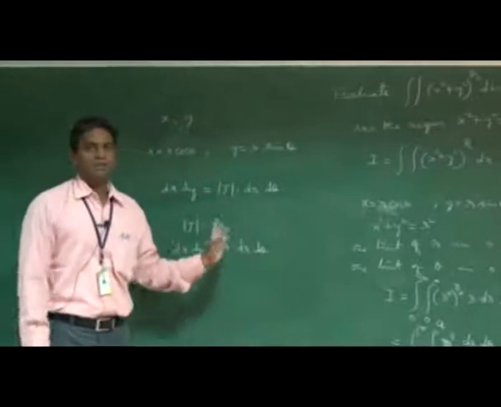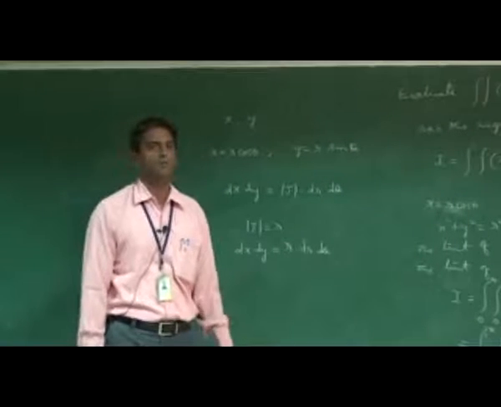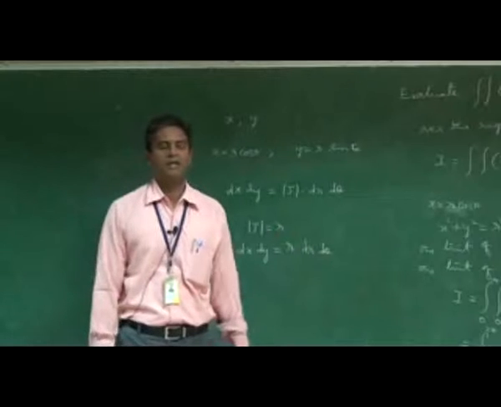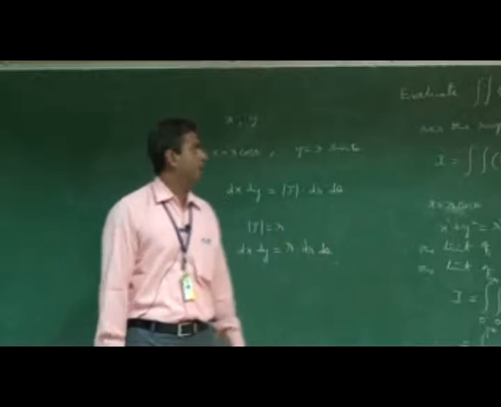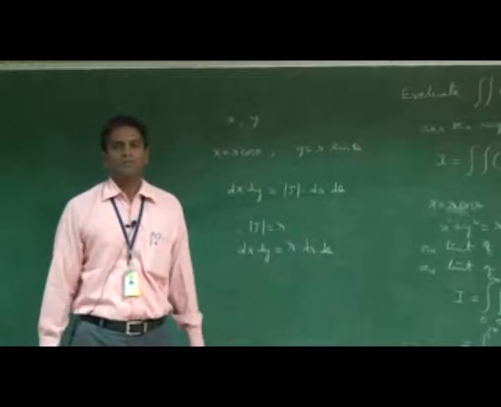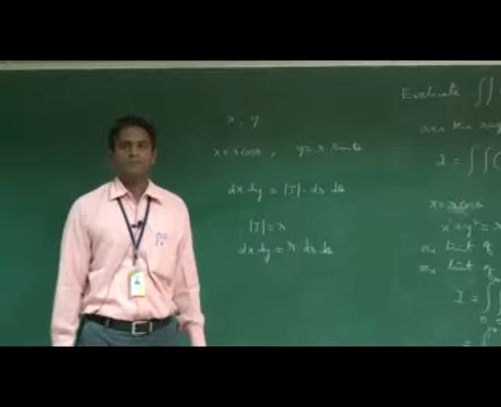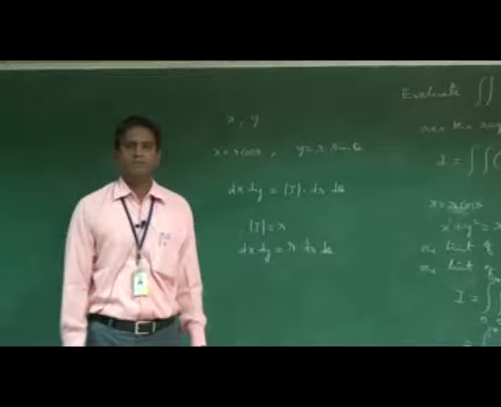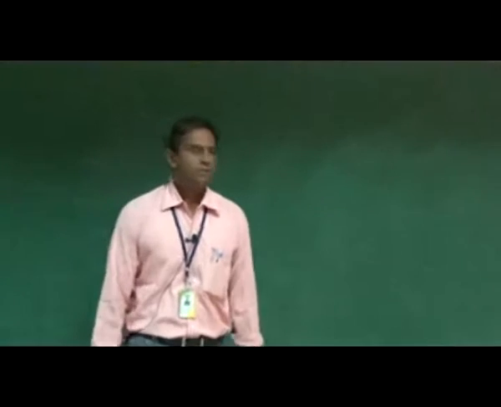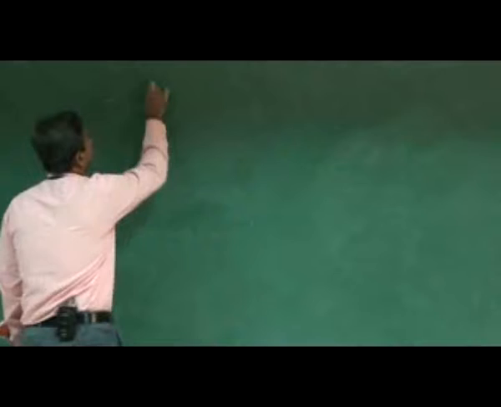Okay, this is how to change from Cartesian coordinates to polar coordinates, how to change the variables, and how to get the area of the given region. Now next we discuss the volume, using the triple integral. Triple integral means we find the volume of the given function. Basically we take a simple problem first.